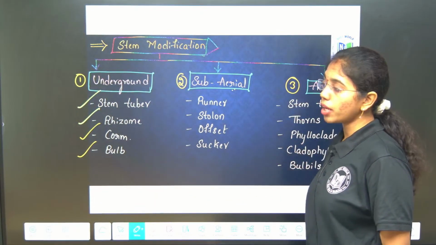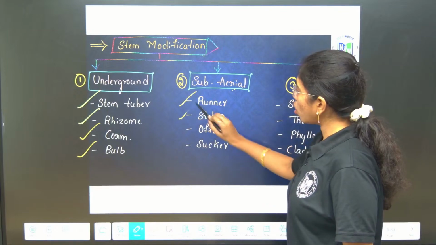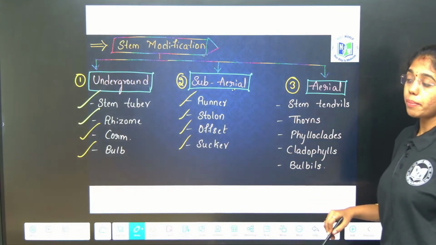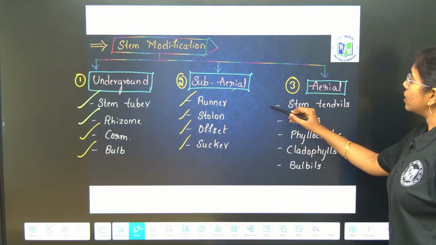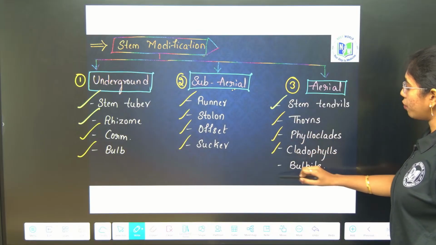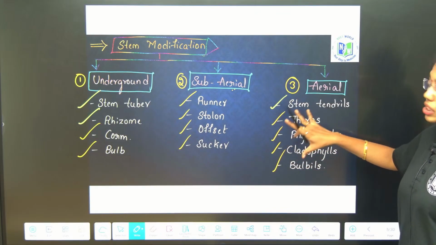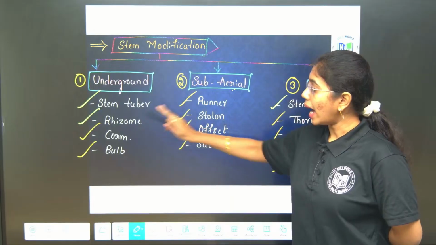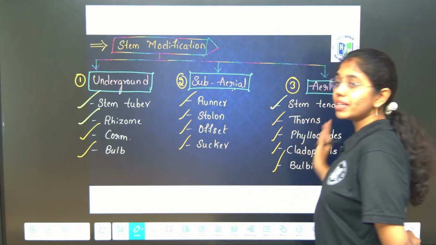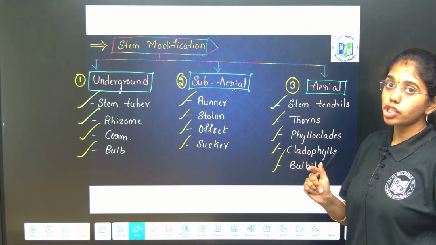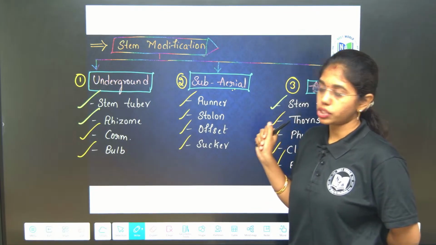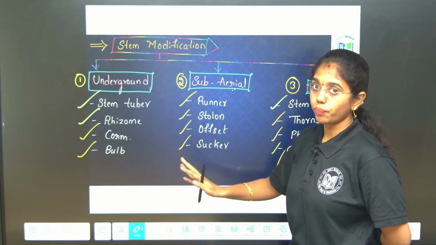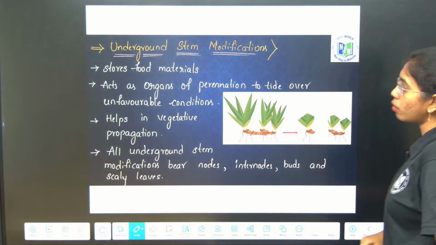Next, subaerial stem modifications, if you see, runner, stolon, offset and sucker. These are the subaerial stem modifications. Aerial stem modifications that we need to go through are stem tendrils, thorns, phylloclades, cladophylls and bulbils. Fix this flow chart in your mind. At the end, after dealing with each type of modification, we will write all the examples in the single slide itself. Take the screenshot of that and that is enough for stem modifications. Before that, which part of the stem is getting modified, in what way you have to know. Okay. So, first let us go through the underground stem modifications.